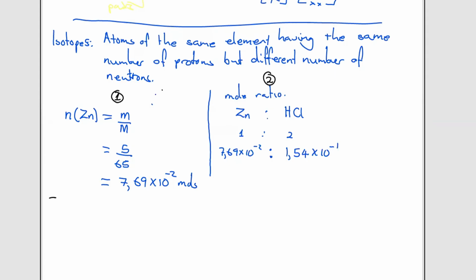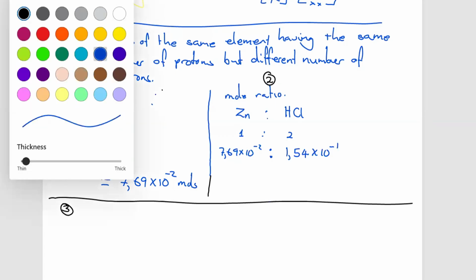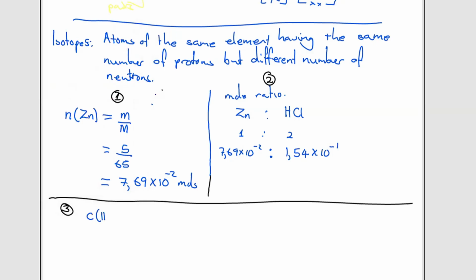And then let's have the next stage there. Allow me to split my page like that. Then I'm going to say stage number 3, where I'm actually going to calculate my concentration for HCl, right? So here I'm going to say concentration for HCl is equivalent to number of moles over the volume, right? The number of moles that I calculated there is 1,54 times 10 exponent of negative 1 and then all over the volume, right?